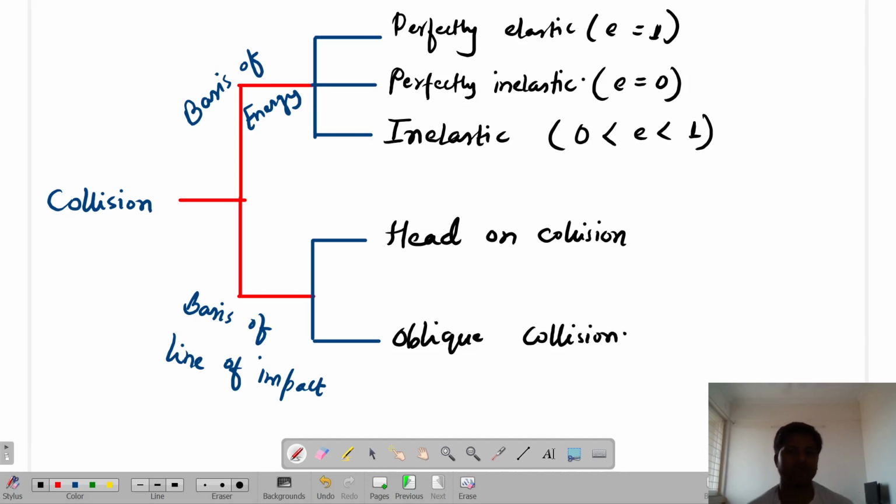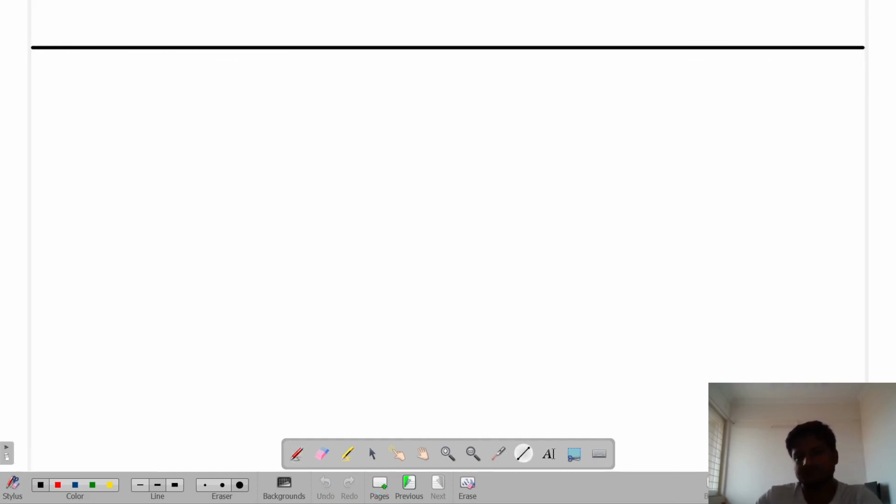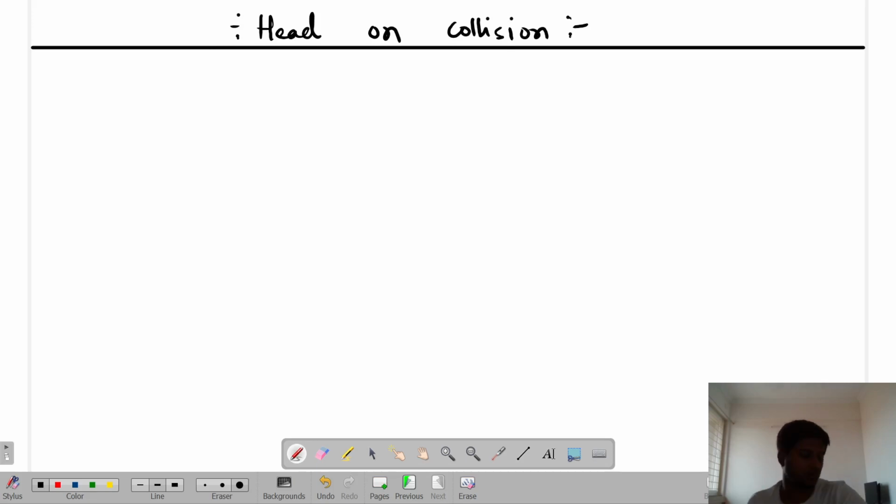Head-on can be perfectly elastic, perfectly inelastic also, or inelastic. Inelastic is normal; you'll have to use the convention. But perfectly elastic and perfectly inelastic have some exceptions over there. Are you able to get me or not? So let us go through that. The first one, which we call head-on collision. Are you able to get me?